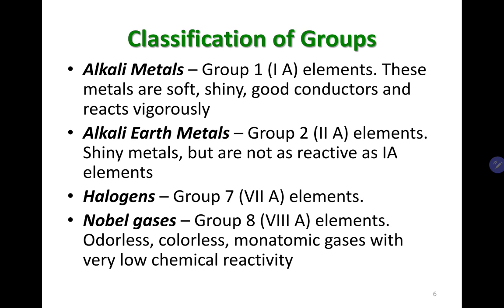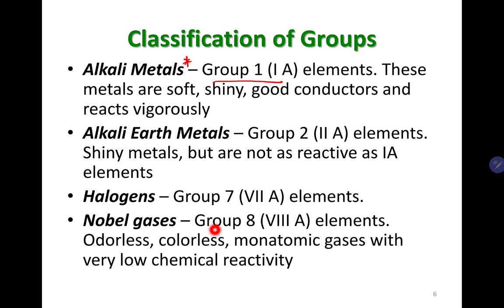If you take group number 1A, in group number 1A you have elements such as lithium, sodium, potassium, rubidium, cesium, francium. So these are the elements that are present in group 1A. So we call group 1A alkali metals. Alkali metals are the classification or the nickname that we use for group 1A metals.